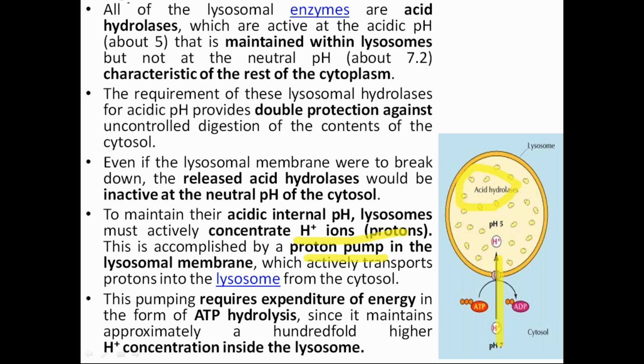So what are the important questions here? The acid hydrolases, the pH, the double protection, what does that mean? Here the 4 marks analysis can be asked. Then what maintains this acidic pH, and what is this proton pump? That's it.